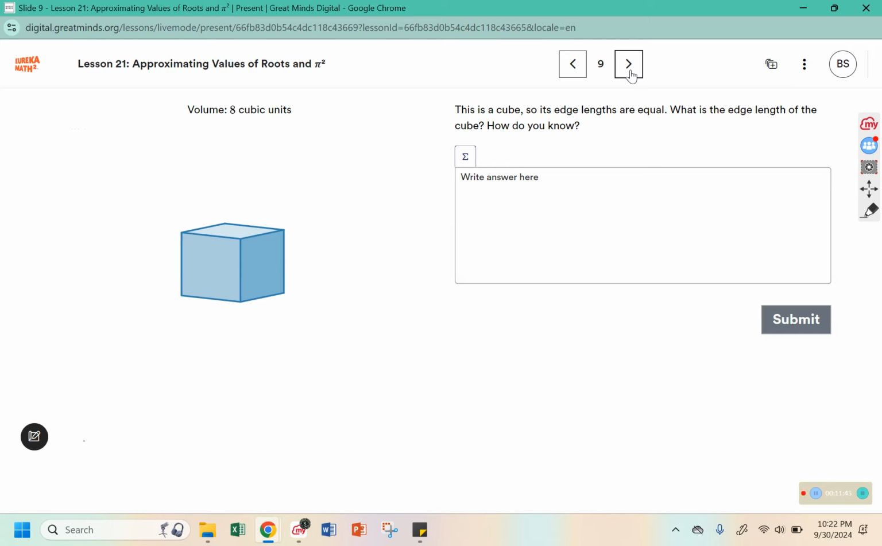Here I have a cube. This is a cube, so its edge lengths are equal, meaning the base, the height, and the width are all the same size. What is the edge length of the cube, and how do you know?